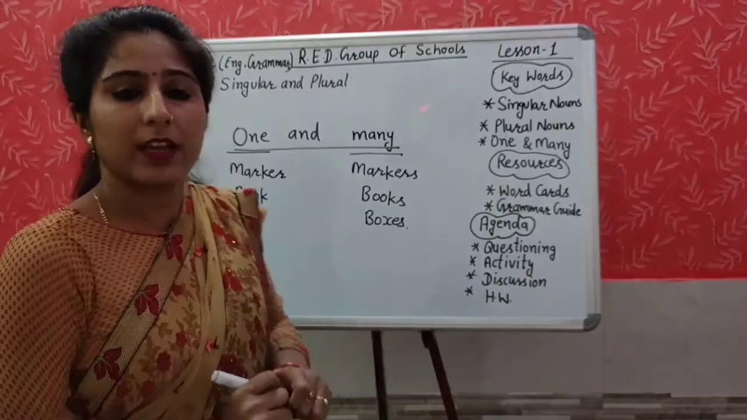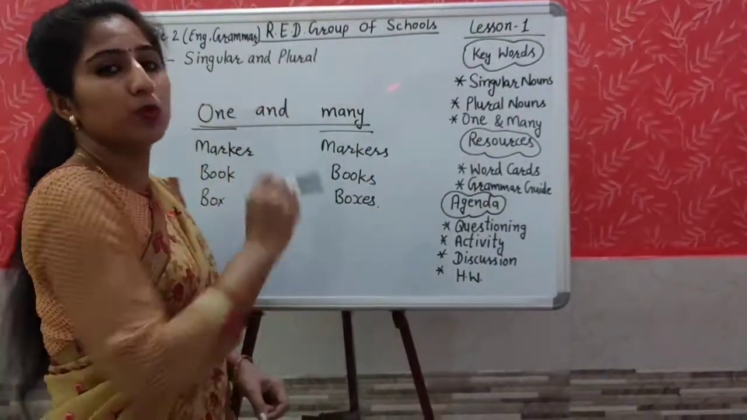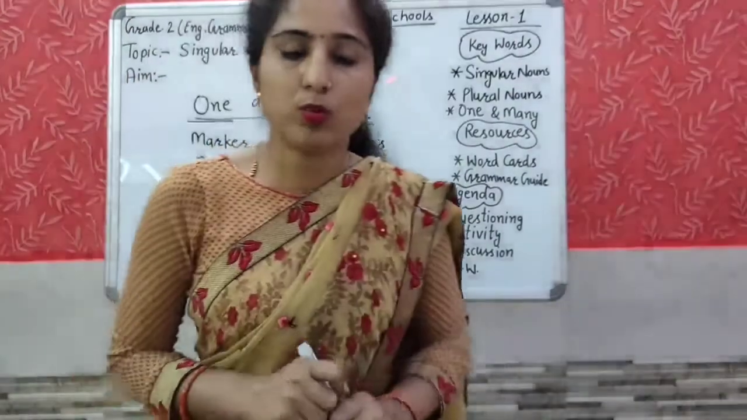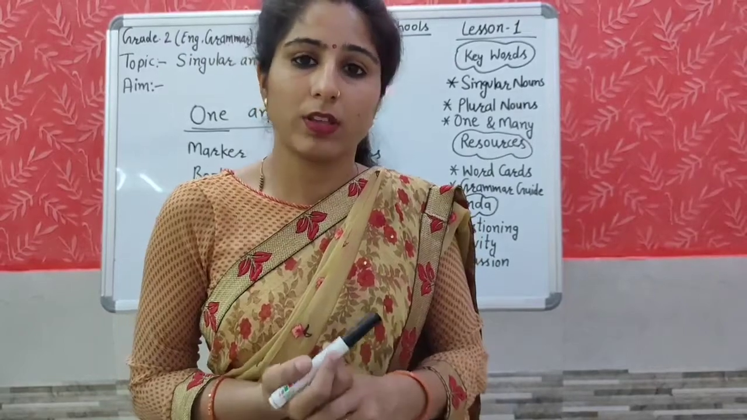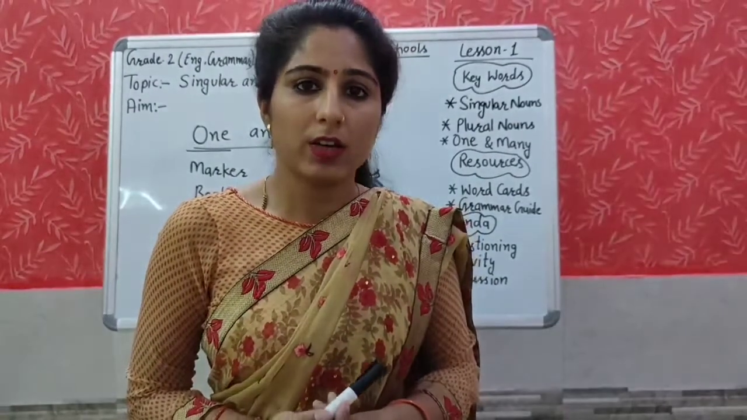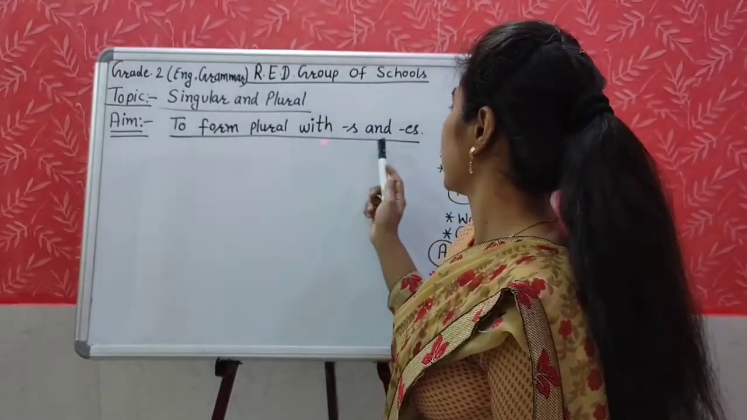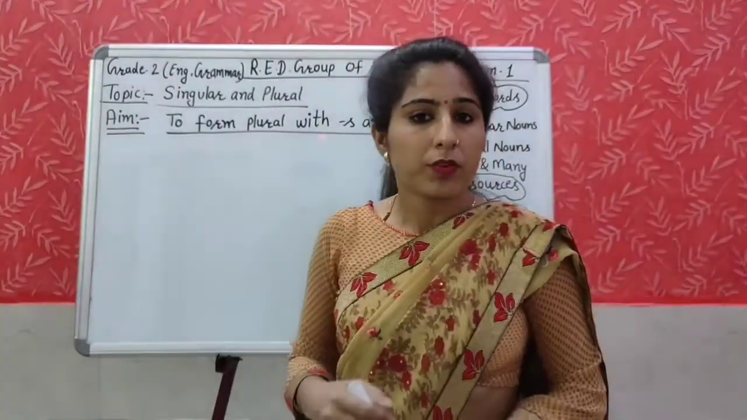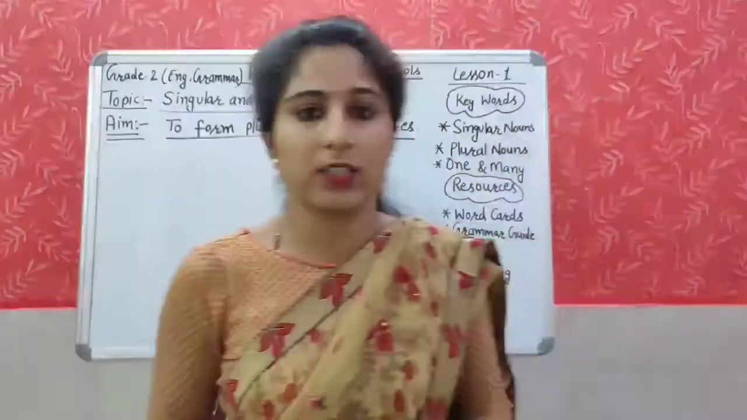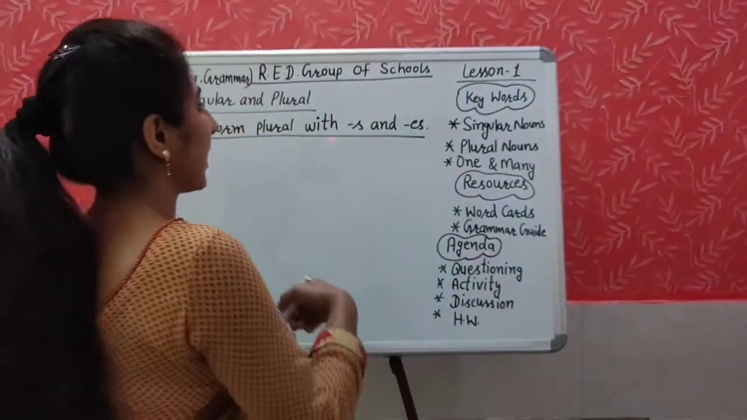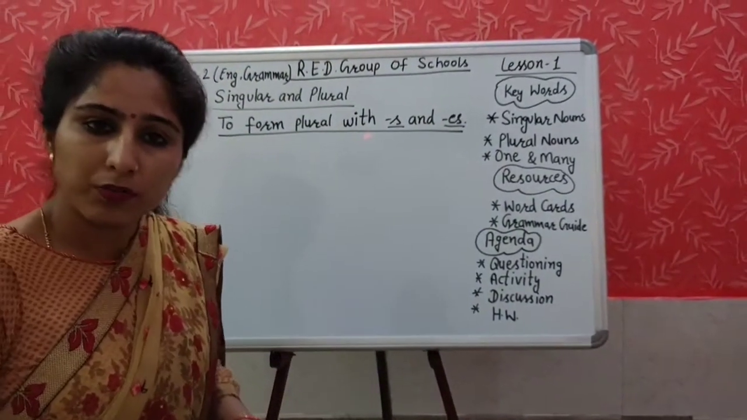So what is our aim today? What is our topic today? Singular and plural. To form the plural by adding s or es at the ending of the word. What is our aim today? To form plural with s and es. We will make the plural form. We will make many things by adding s or es at the end of the words.